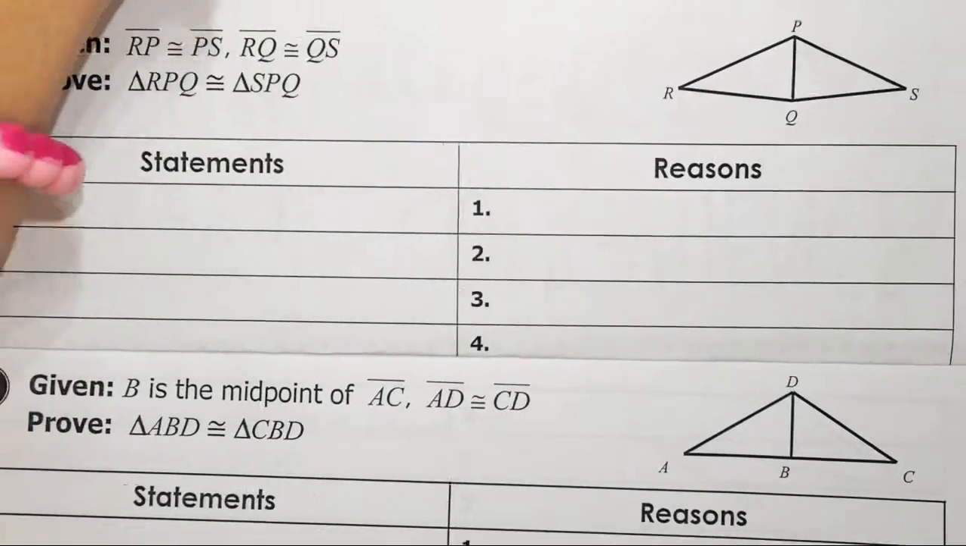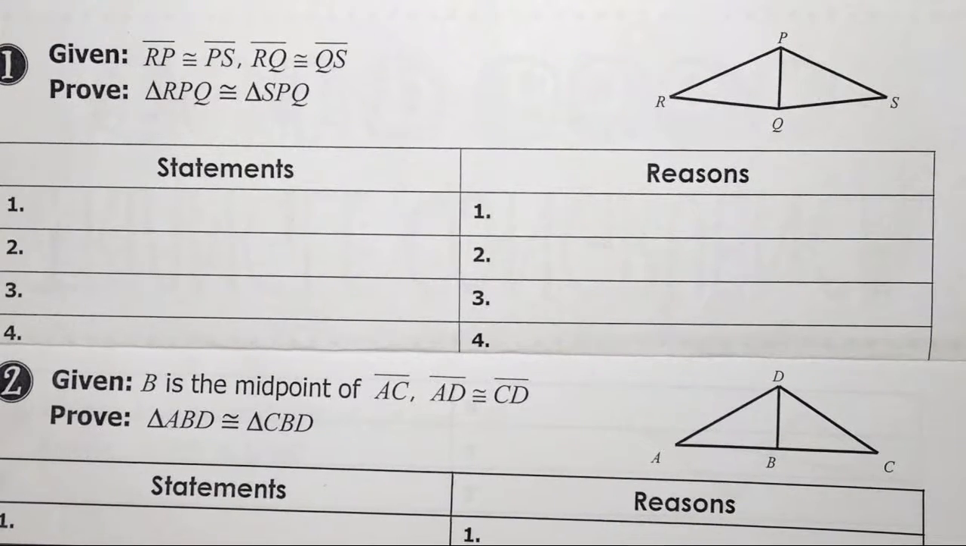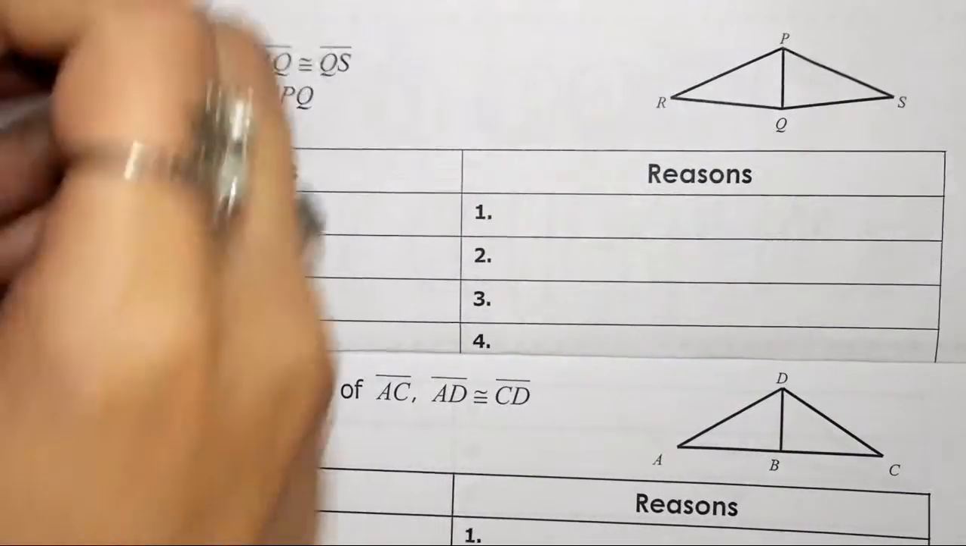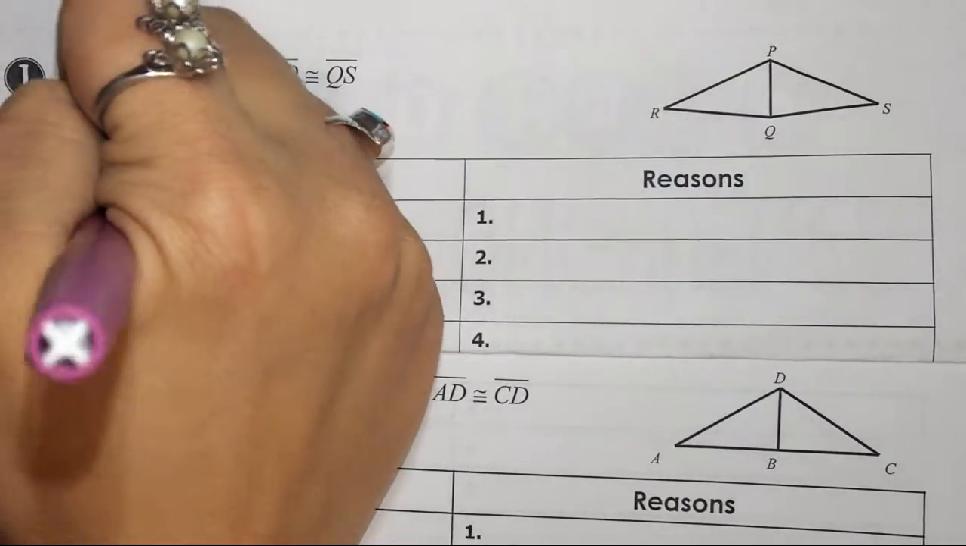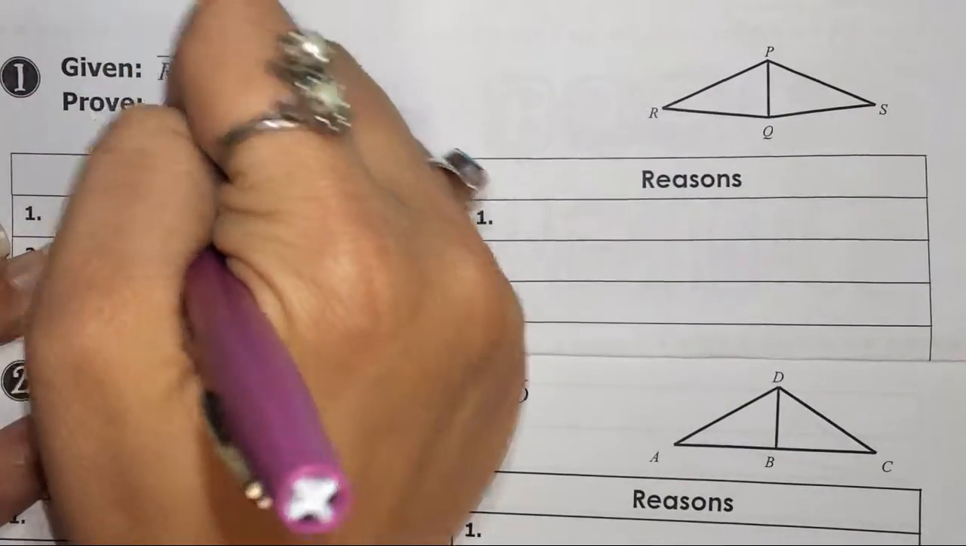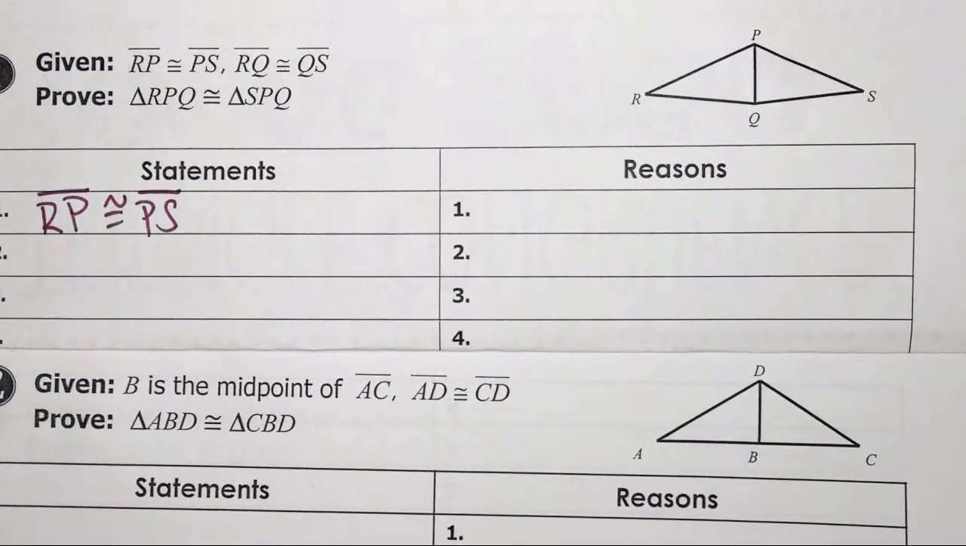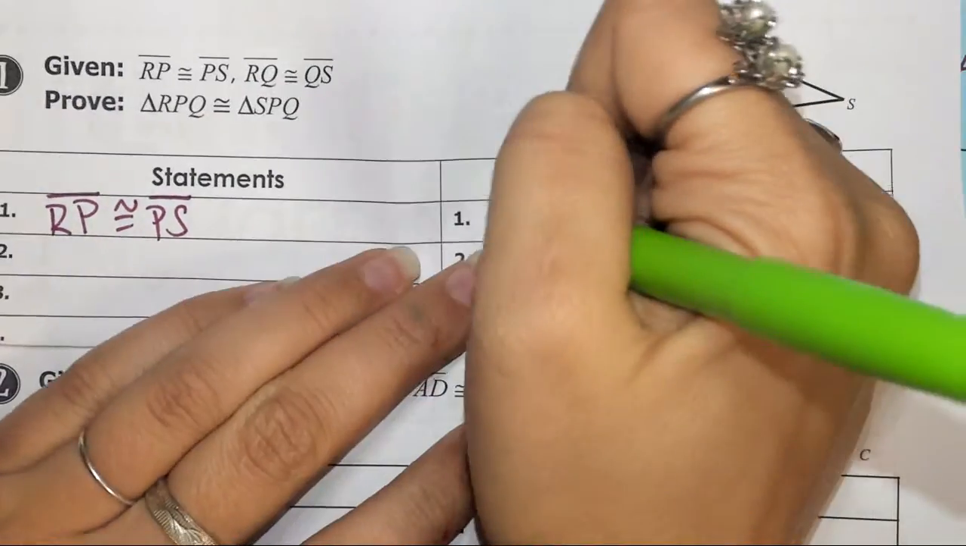Alright, so remember, with every proof we do, what do we start with? You're given. You're given every single time. So what do they give us to begin with? They give us two things, right? So that's what we're going to write in our first space. RP is congruent to PS. And our reason is? Given.